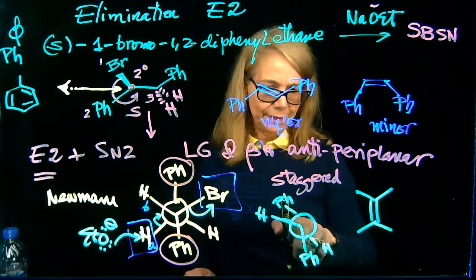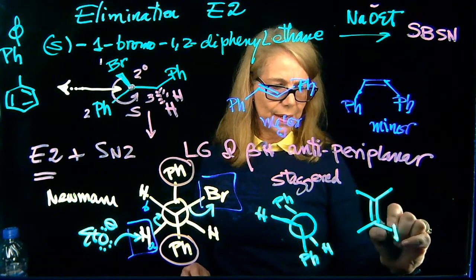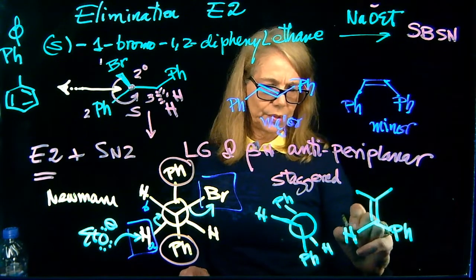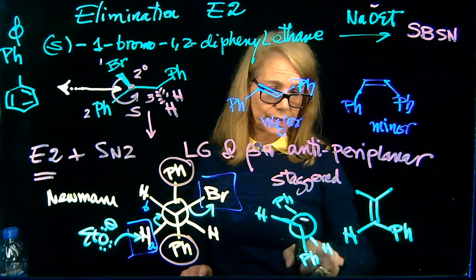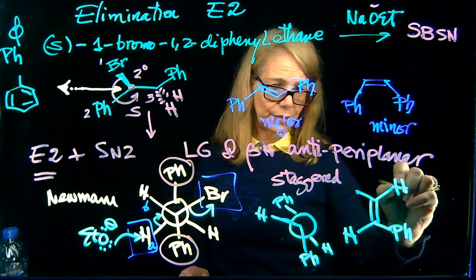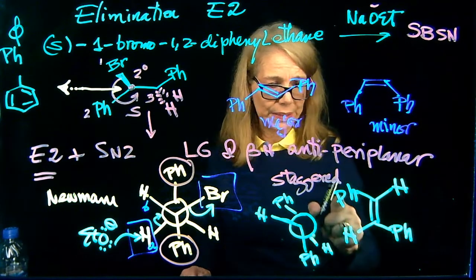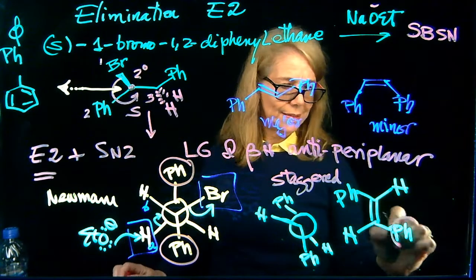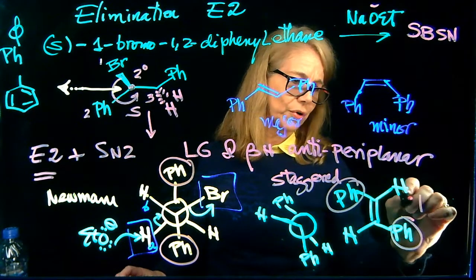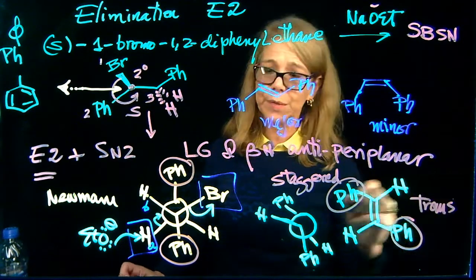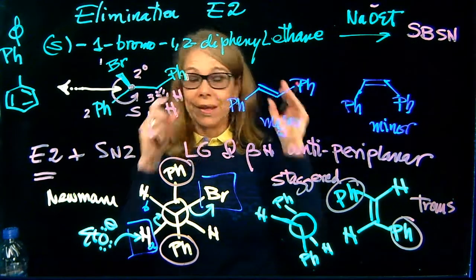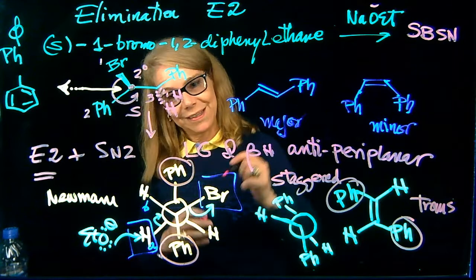The carbon in the front has a phenyl and a hydrogen. The carbon in the back, on the same side, has a hydrogen and a phenyl. And as we can see, the phenyls are on opposite sides, so that is the trans. It is the major product because this is the lower energy conformation. In another video, I'm going to explain the other product.